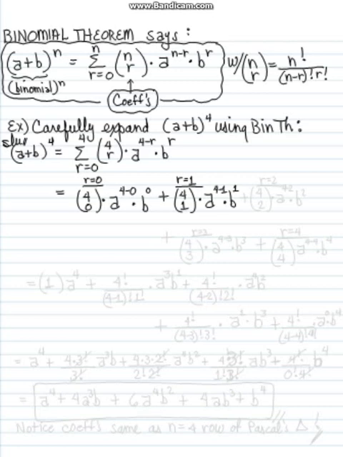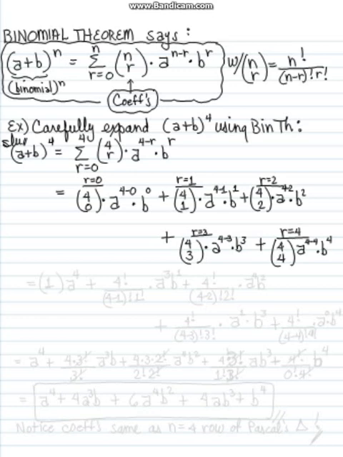Which term do we get when r is equal to 2? We get 4 choose 2 for the coefficient times a to the 4 minus 2 times b to the 2, plus, what about the r equal 3? We get the coefficient 4 choose 3 times a to the 4 minus 3 times b to the 3. And finally, for the r equal 4, where we're going to stop, we add 4 choose 4 times a to the 4 minus 4 times b to the 4.